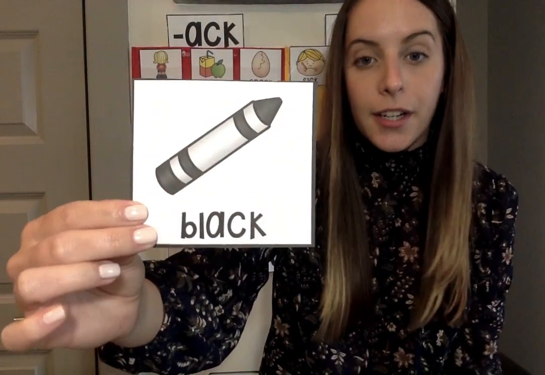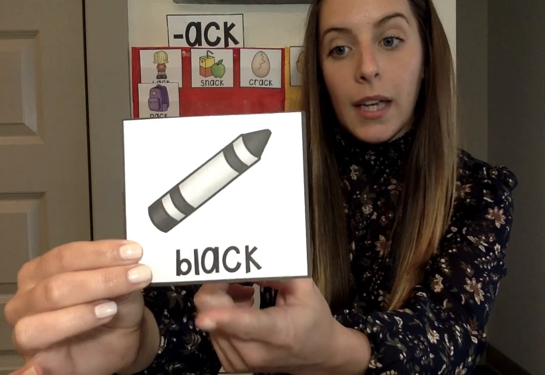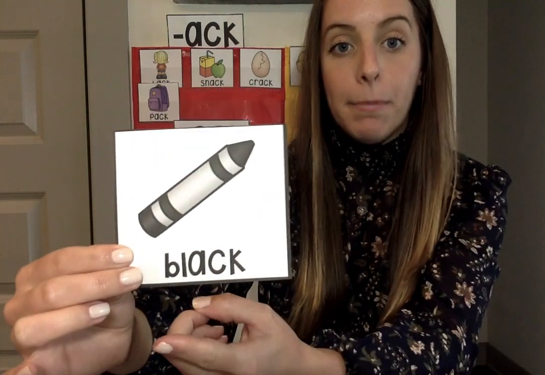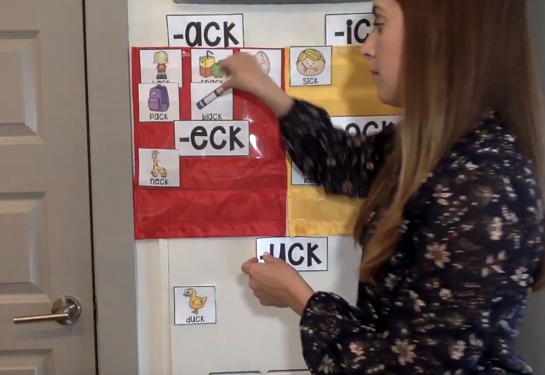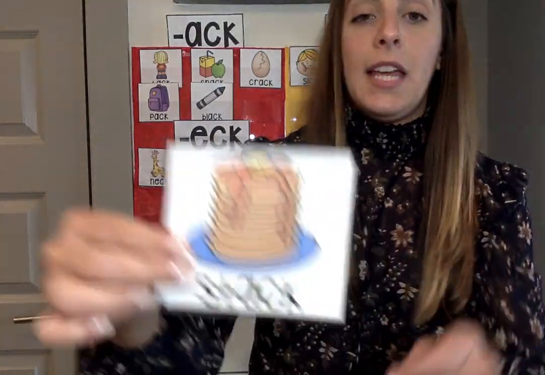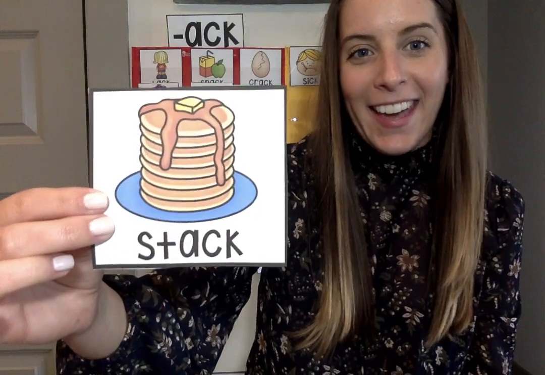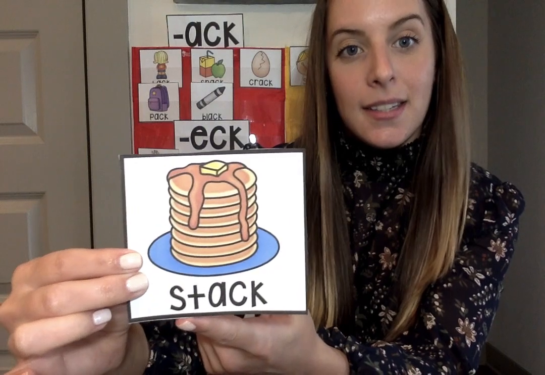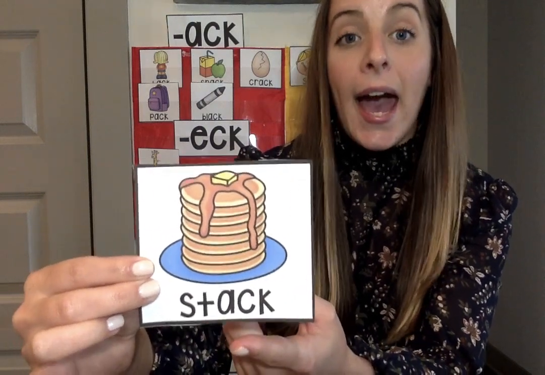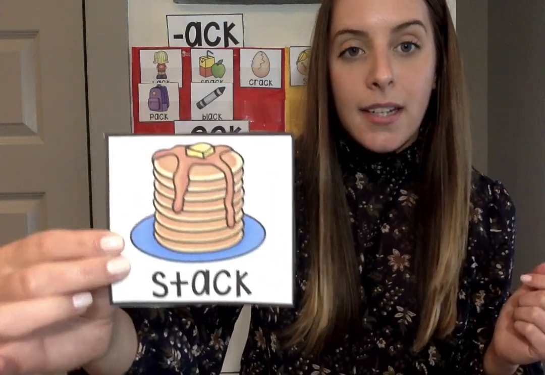Next one of our colors, the color black. We know that BL says bull, ACK says ack, bull, ack. Blend it, black, black. Next one of my favorites, is a big stack of pancakes. Stack is our word. We know that ST says st, ACK says ack, st, ack. Blend it, stack, stack.